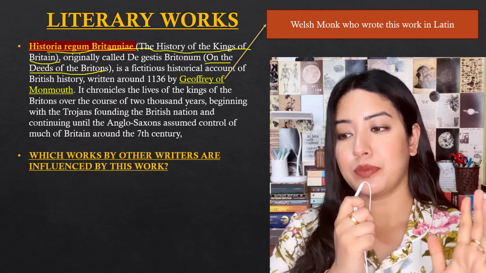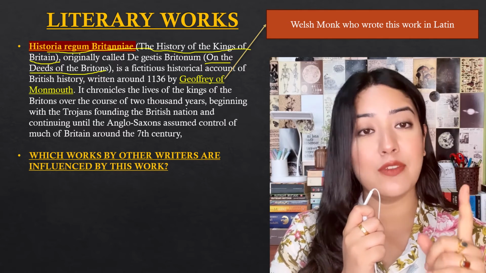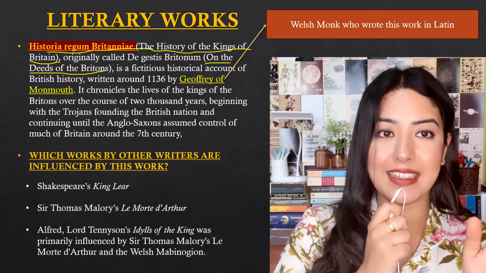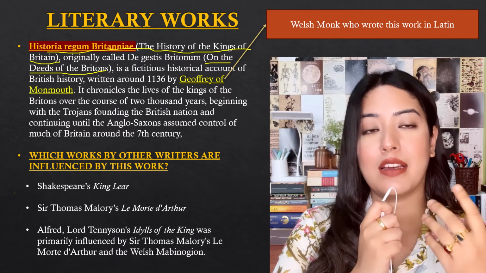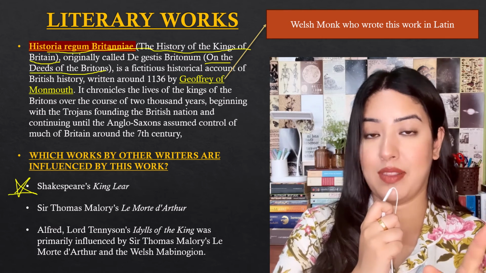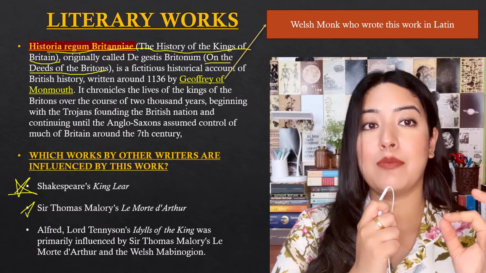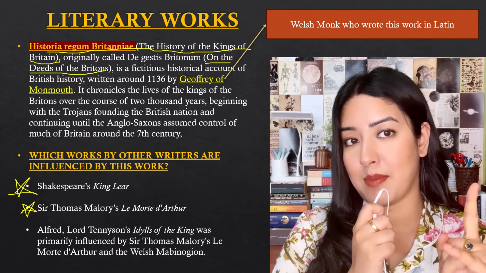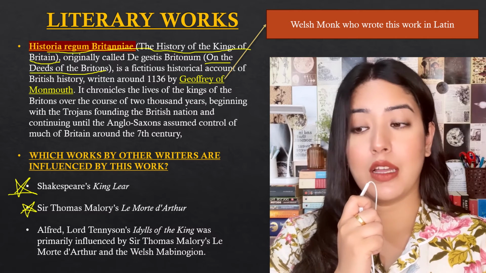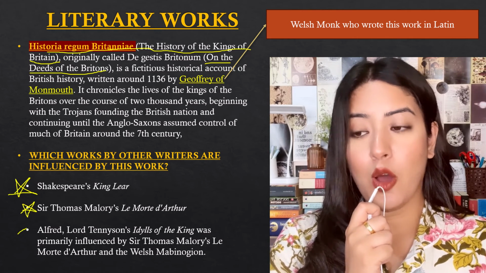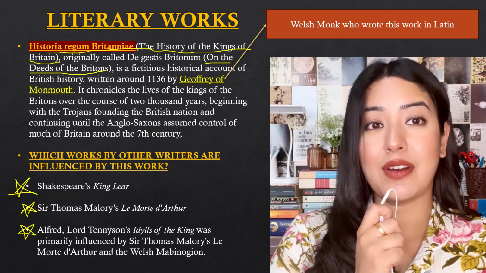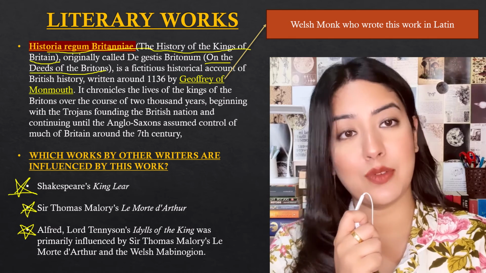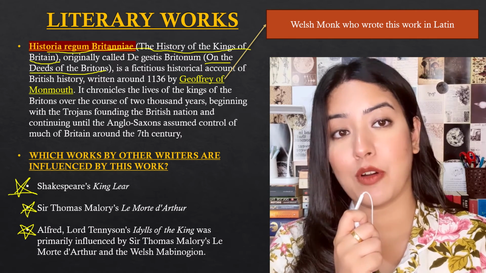Okay, so which works by other writers are influenced by Geoffrey of Monmouth's Historia Regum Britanniae? First is Shakespeare's King Lear. King Lear has been influenced by this Geoffrey of Monmouth's work. We have to remember that. Sir Thomas Malory's Le Morte d'Arthur is also influenced by this work, Historia Regum Britanniae. We have to remember that. And Sir Thomas Malory's Le Morte d'Arthur also influenced Alfred Lord Tennyson in writing Idylls of the King. Idylls of the King by Alfred Lord Tennyson was primarily influenced by Sir Thomas Malory's Le Morte d'Arthur.